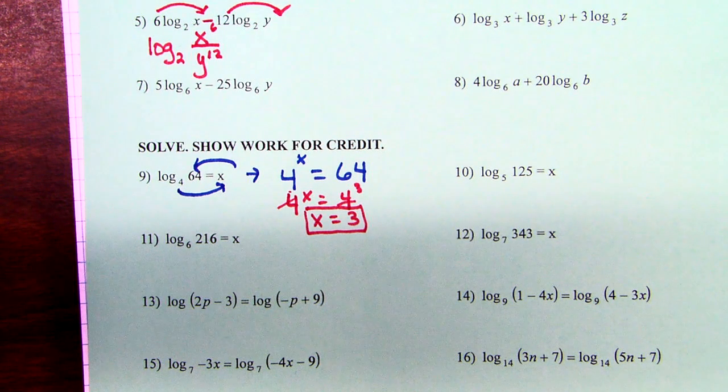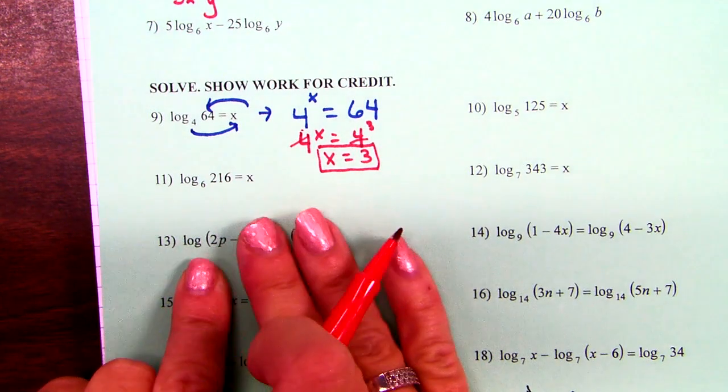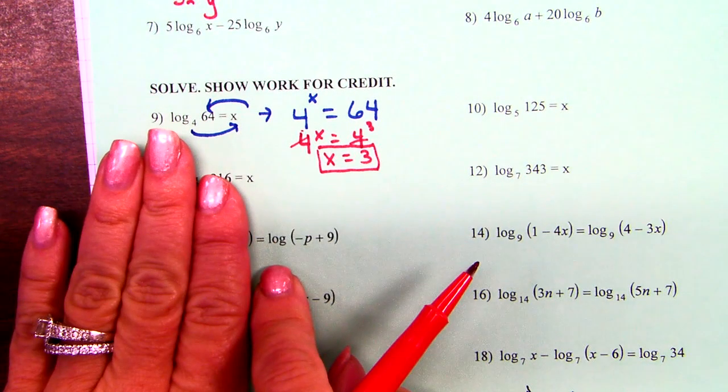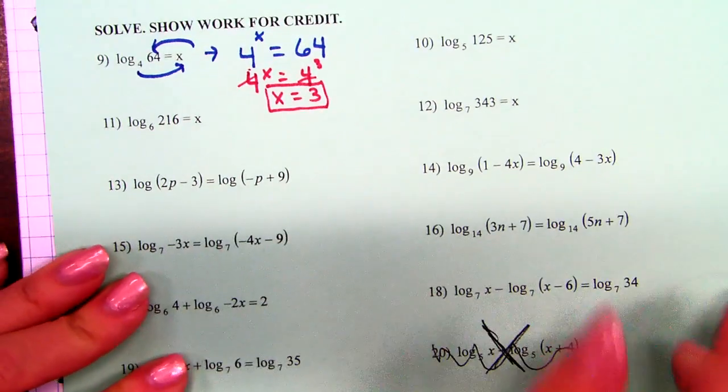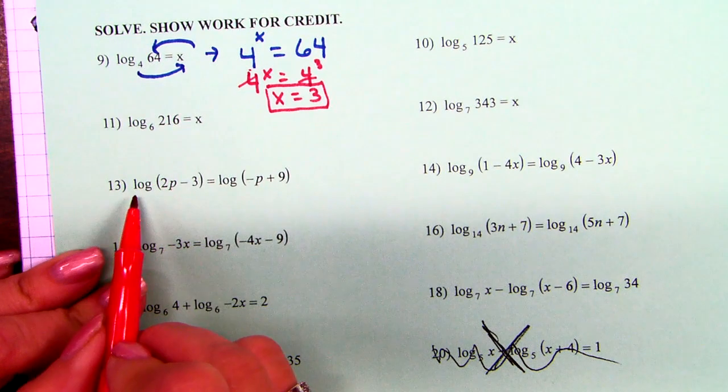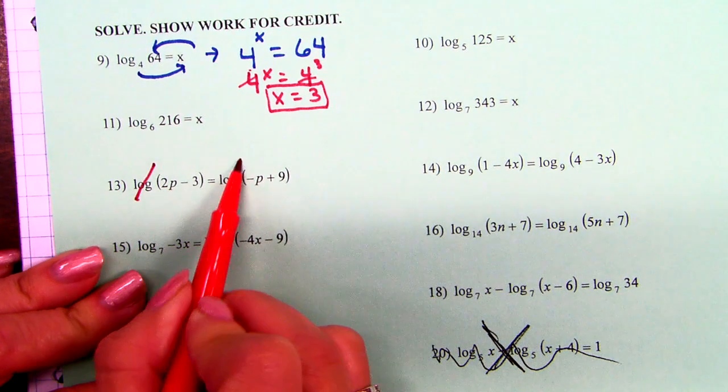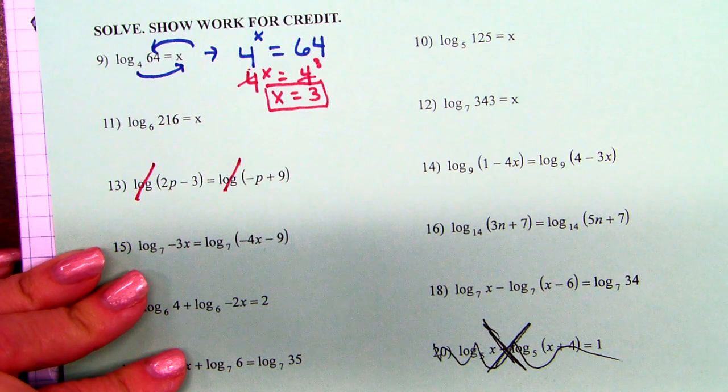The second type is when you have logs on both sides, a single log on the left side and a single log on the right side. When that happens, you cancel them. So look at the difference between 9 and 13. I am canceling the logs.